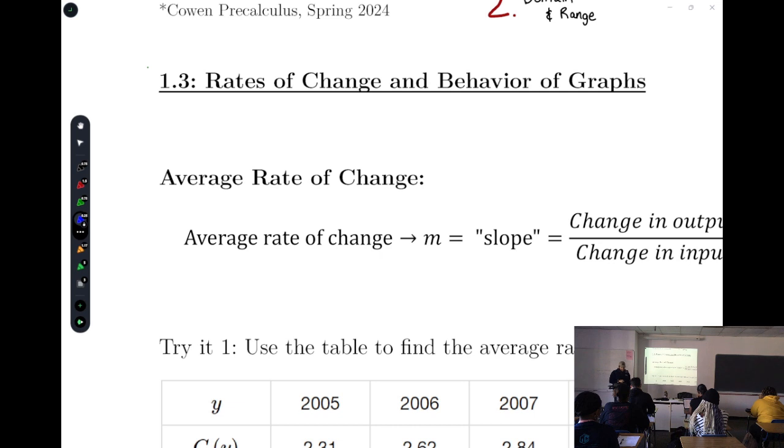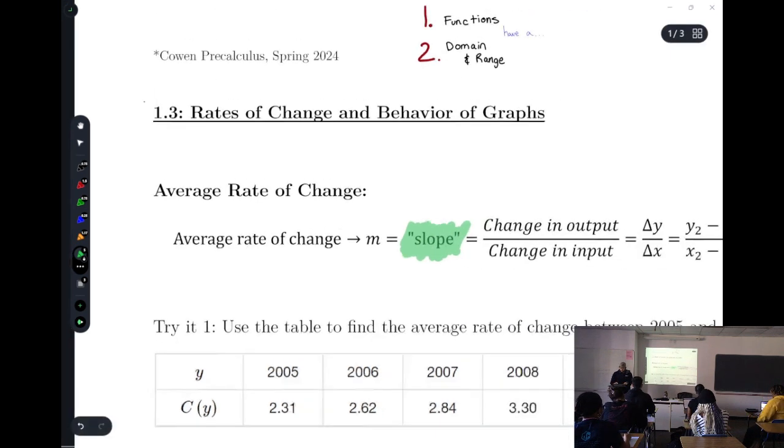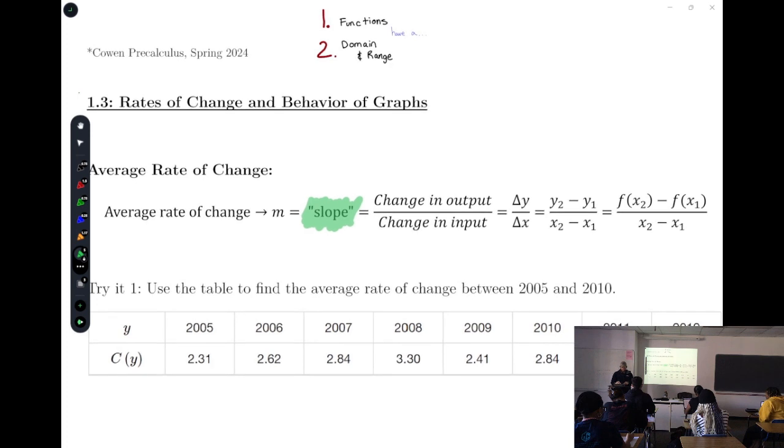So rate of change basically boils down to this one word that you've definitely seen before. That word in the middle right there. What's that word that I just highlighted? Easy question. Slope.